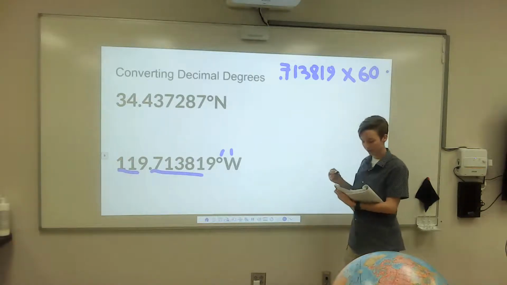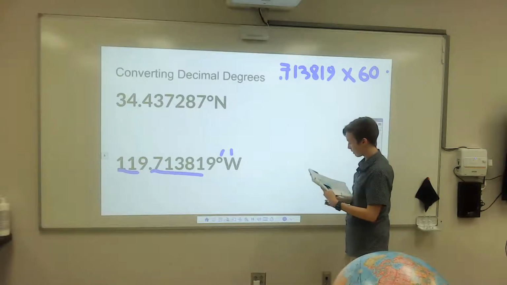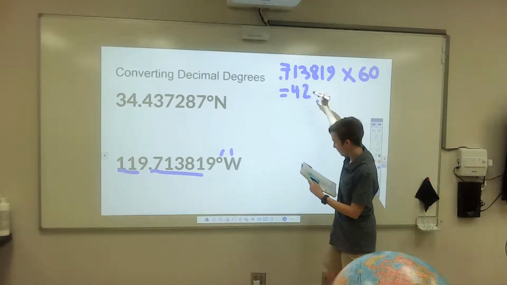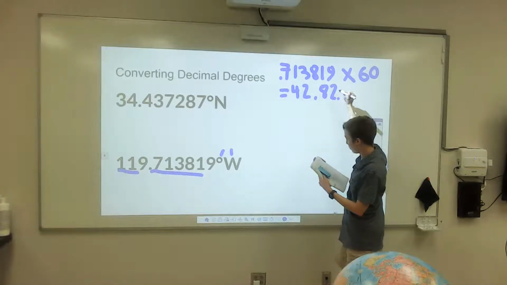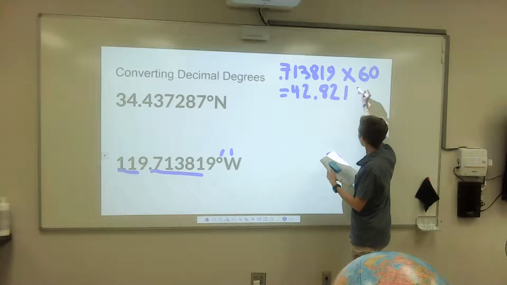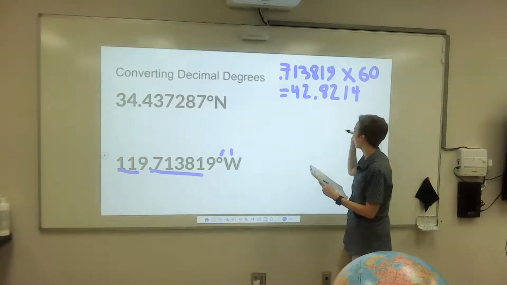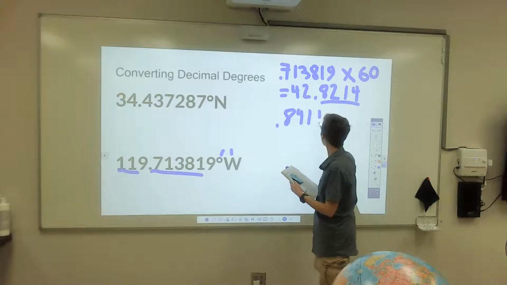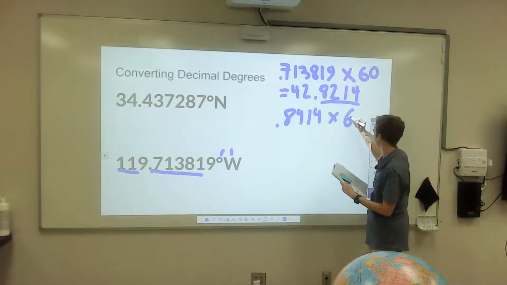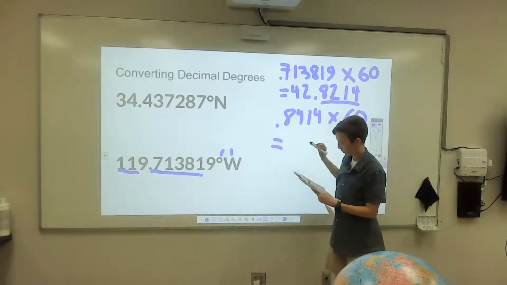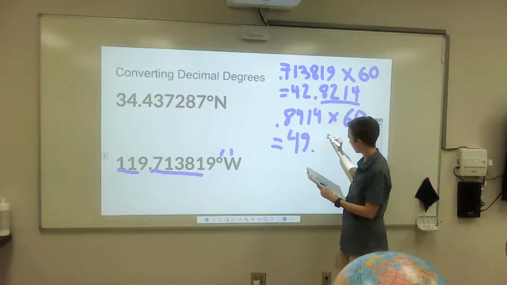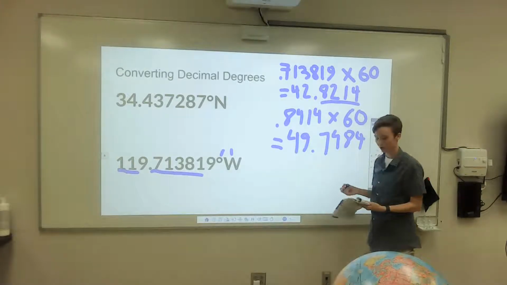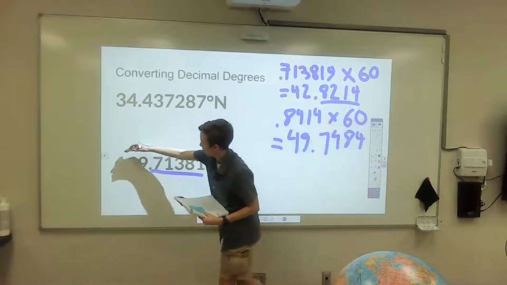This is converting decimal degrees. So when we multiply that, we are going to get 42.82. So, just like last time, we're going to take just this little bit and we're going to multiply it again. 0.8214 times 60 again. And then from that one, we're going to get 49.77484.